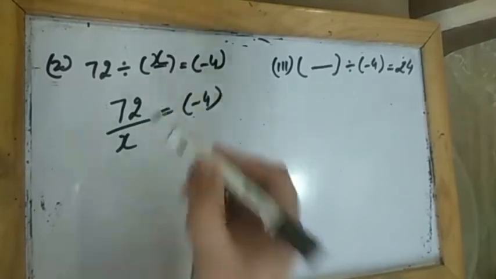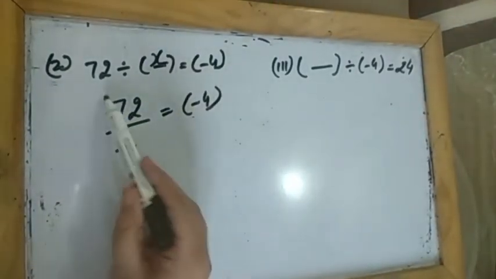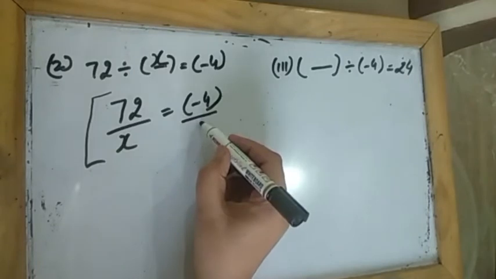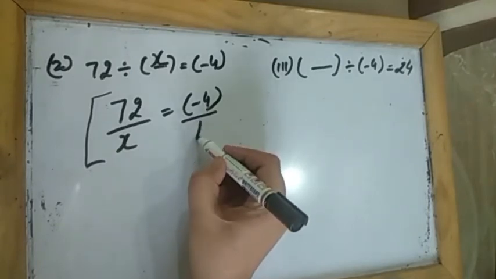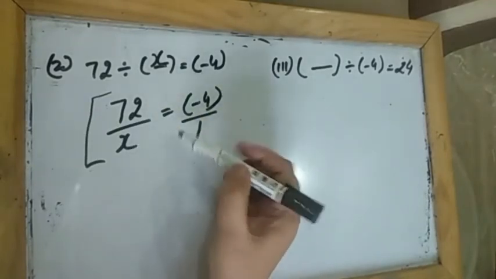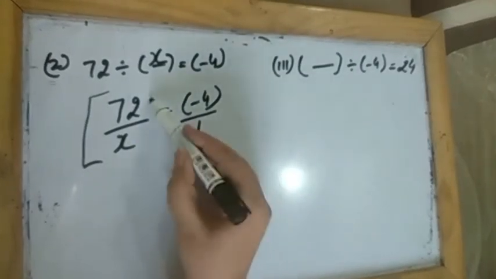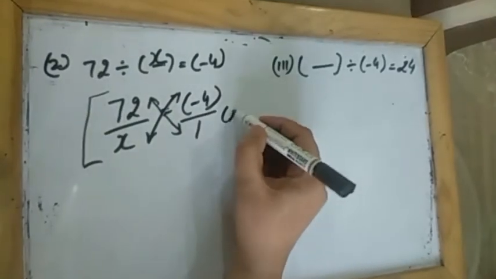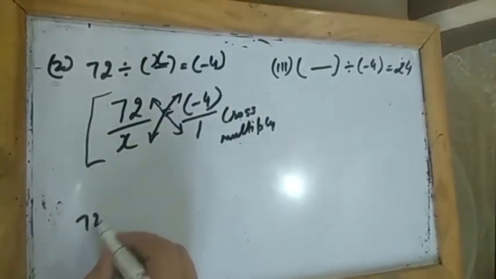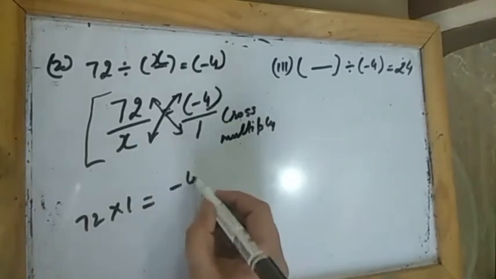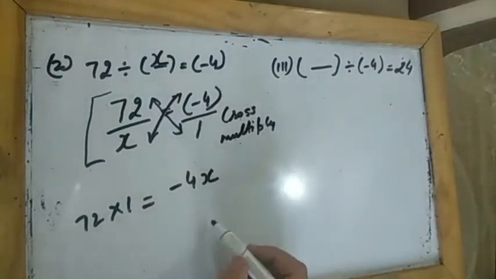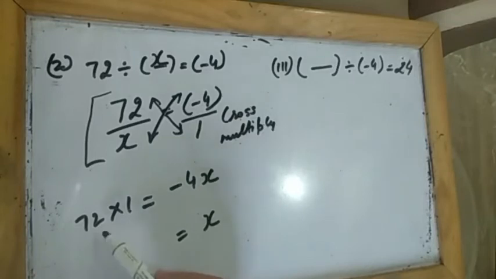When you have questions like this, convert them into a fraction. 72 divided by X is equal to minus 4. This side also I can convert into a fraction by putting 1 under it. When you have fractions on both sides and you have to find the value of X, you cross multiply them. What it means is that 72 you multiply by 1, and minus 4 you multiply with X, so it becomes minus 4X. Now I have to find the value of X, so I will send minus 4 to this side.